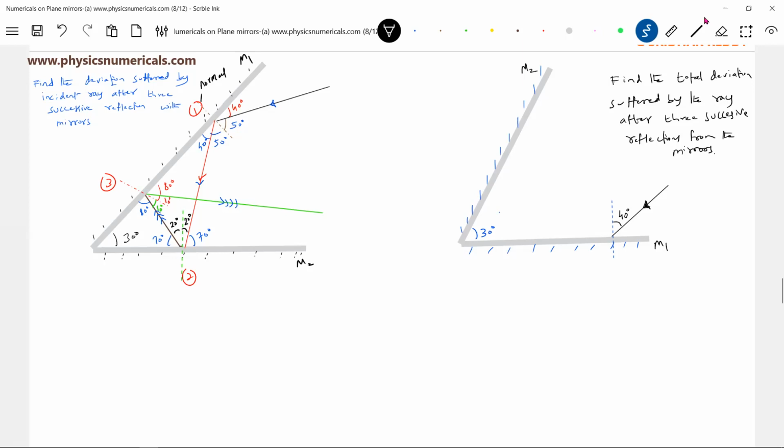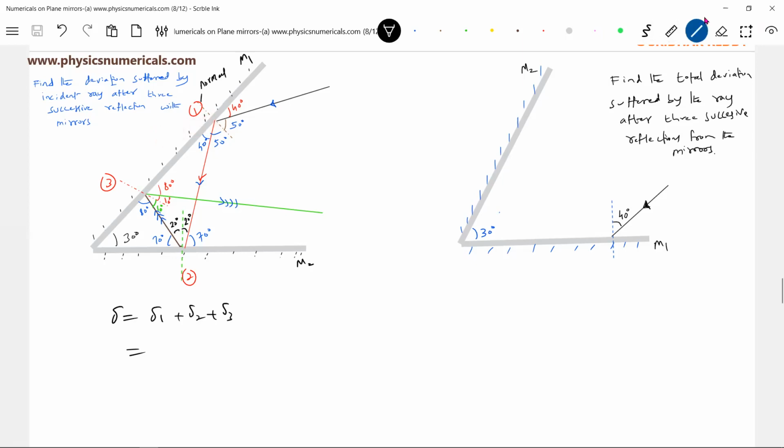So the total deviation should be equal to the sum of deviations at 1, 2, 3. Deviation at 1. See, what is the deviation at 1? The ray wanted to go straight, but it gets reflected by this mirror. Then you extend this particular line so that this total angle will be unreached. So the ray wanted to further traverse.